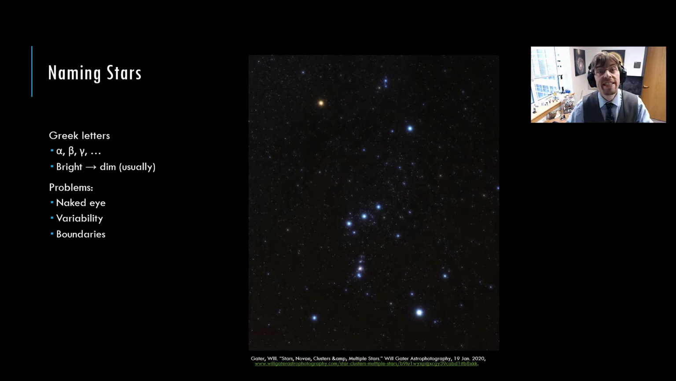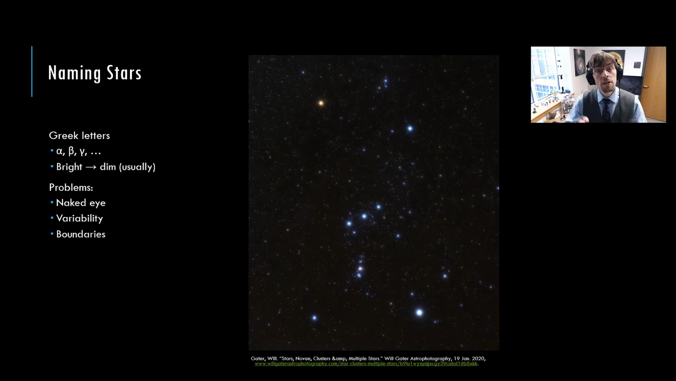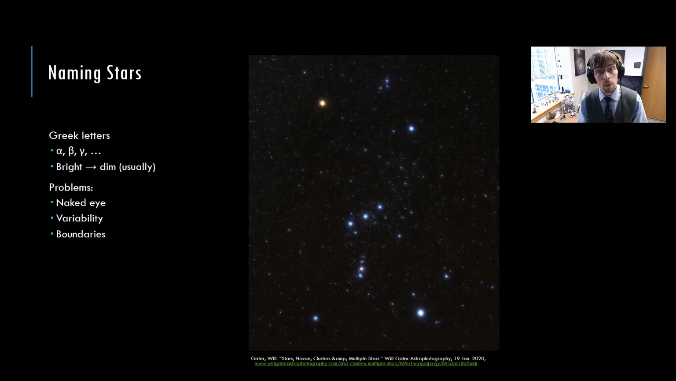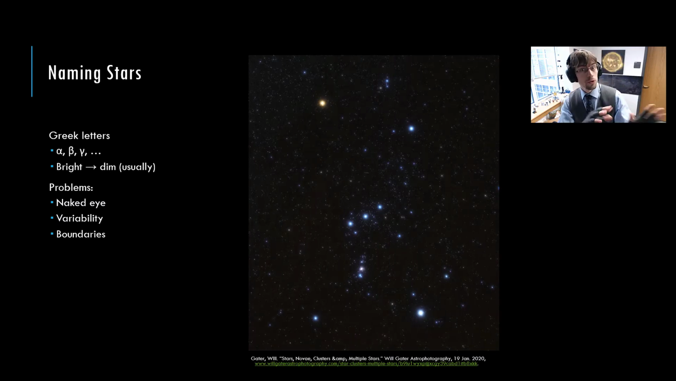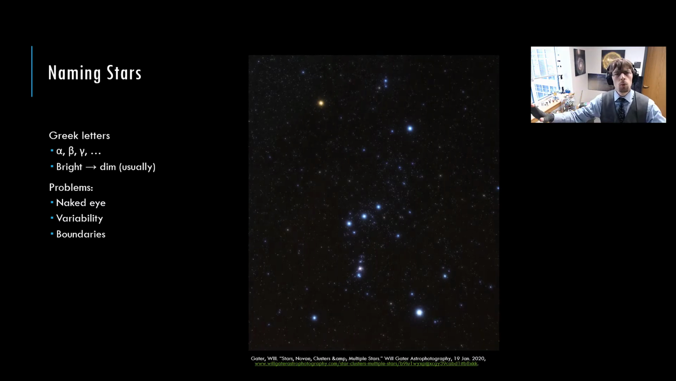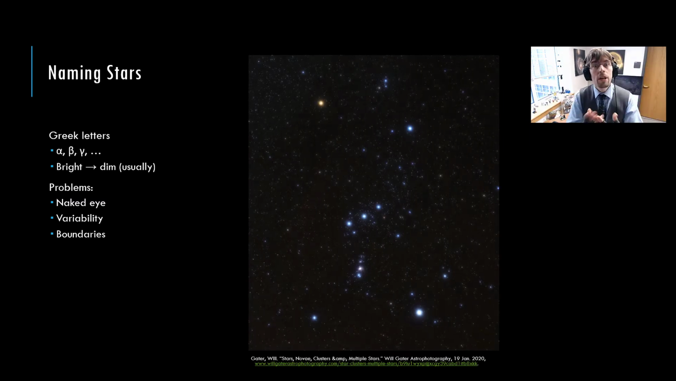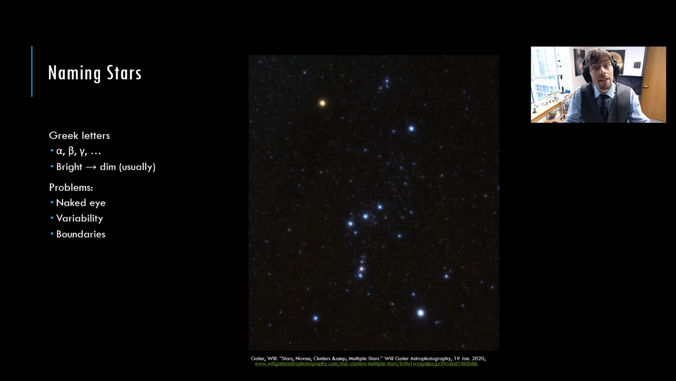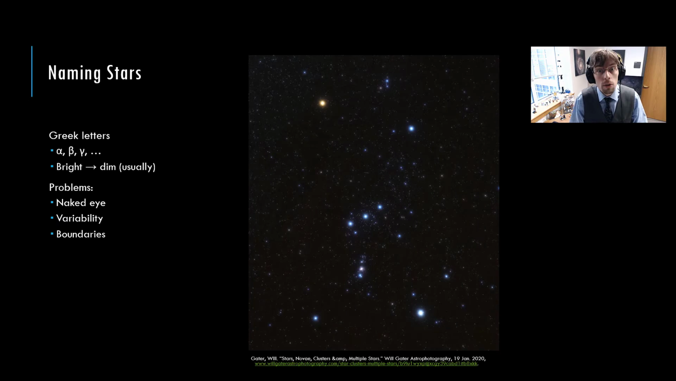Another one has to deal with the boundaries of a constellation. Now keep in mind, the International Astronomical Union wasn't formally established until the 1920s, which meant prior to the 1920s, constellation boundaries were neither standardized nor agreed upon. In other words, it's the Wild West. Astronomers, if you will, could make up their own constellation boundaries. They could publish an atlas of constellations, and people could use them if they said, yeah, that seems like a good boundary.